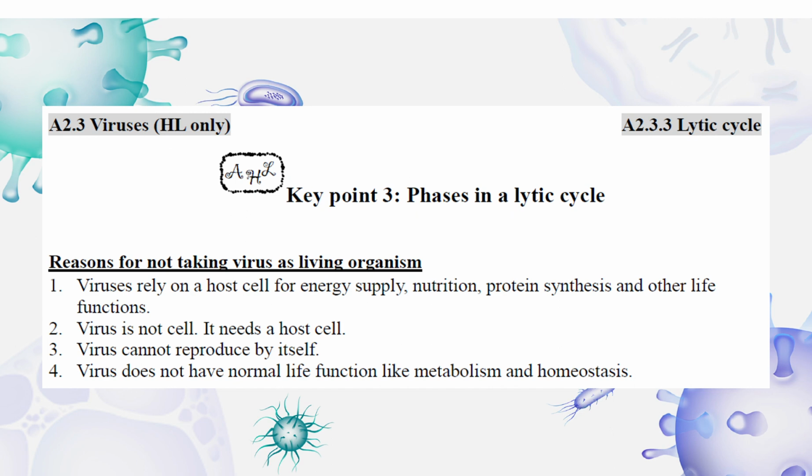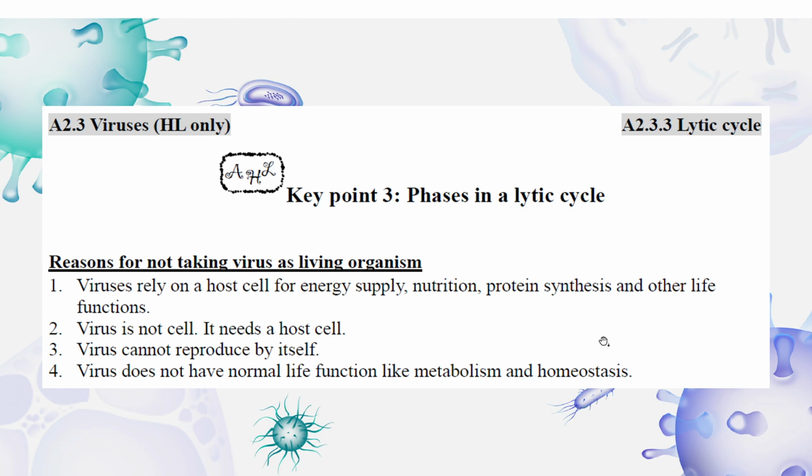And then we have two cycles for viruses. We'll talk about them one by one and then compare them. The lytic cycle is one of them. A reason for not taking a virus as a living organism is that viruses rely on the host cell for everything: energy supply, nutrients, protein synthesis, and other life functions. A virus is not a cell. It really needs the host cell. For example, a virus cannot reproduce by itself, and it does not have normal life functions like metabolism or homeostasis.